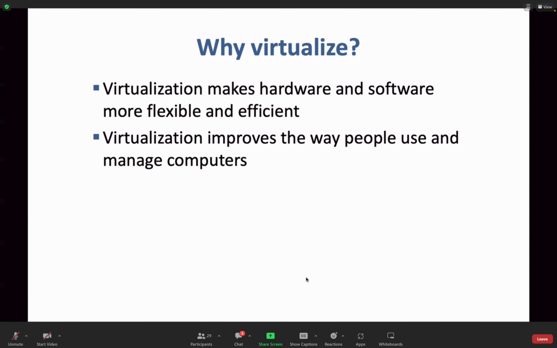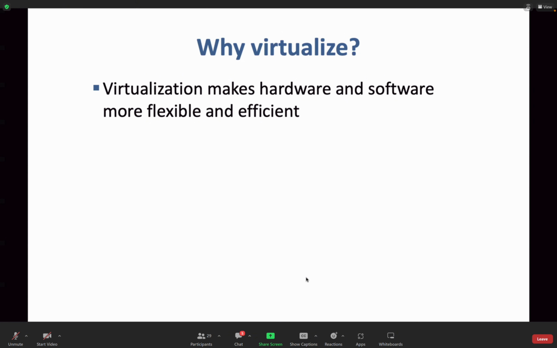So maybe next time we can talk about it, now that we understand the architecture. We also want to go into detail on what kind of benefit it brings. Okay, so let me stop here for today. Any questions?